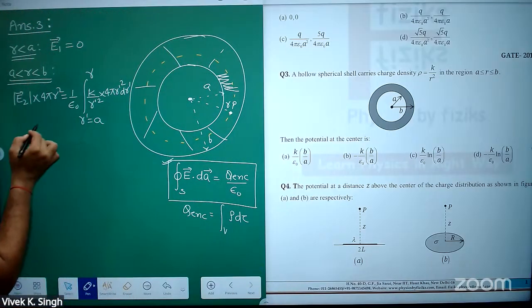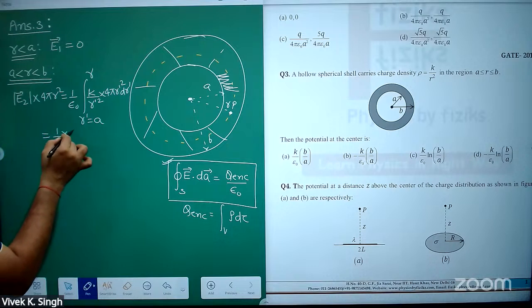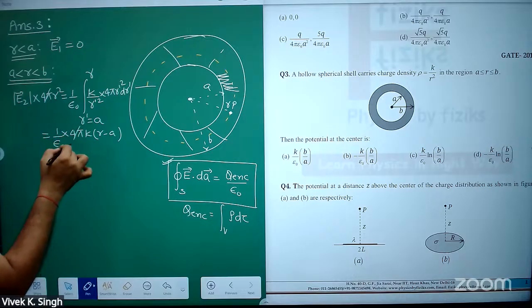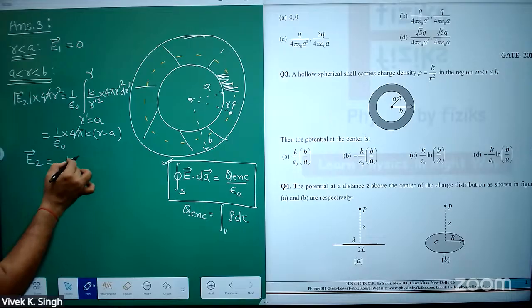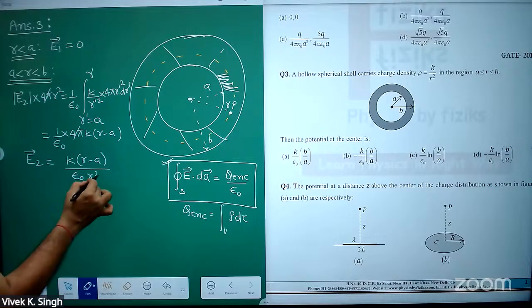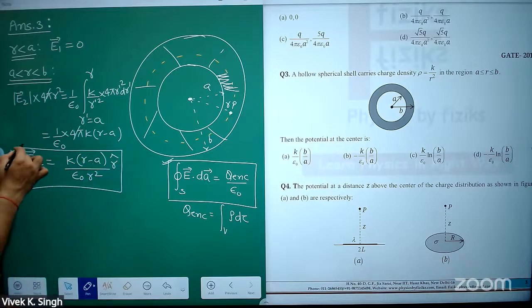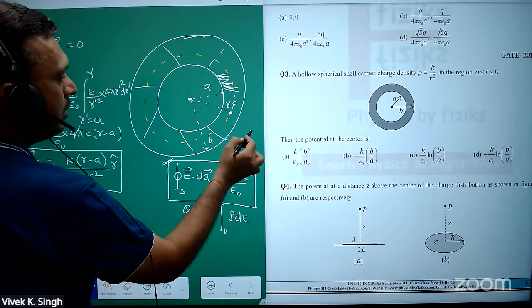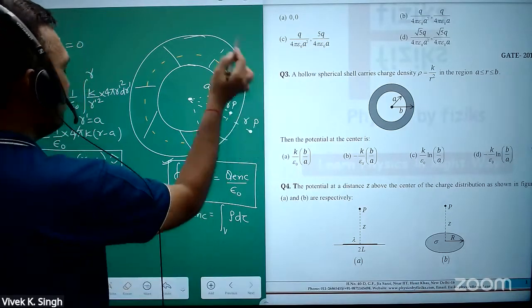Now see, this will give you 1 by epsilon naught 4 pi k times r minus a. So this 4 pi will cancel out. E2 is given by k times (r minus a) by epsilon 0 r square, in the r cap direction. This is the electric field in region 2. In the same way, we can find the electric field in region 3 also. Let's say now this point P is in region 3. Again, you have to draw a Gaussian surface.